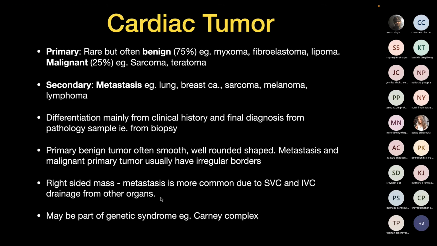If it's on the right side, it's usually metastasis because, as I mentioned, IVC and SVC drain from the body into the right side of the heart. So if the cancer travels from anywhere inside the body, it will drain into the right side of the heart. And so that's why metastasis is more common in the right side of the heart. And again, if it's genetic syndrome, it's complicated. You don't have to know about it.